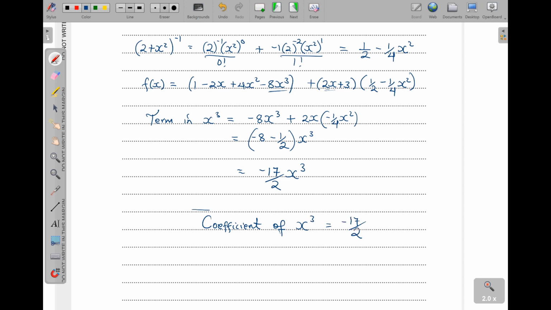Don't write, some people write this, they put this one off and they write x cubed is equal to negative 17 over 2. No, they asked for the coefficient. Okay, so that is going to give us that.